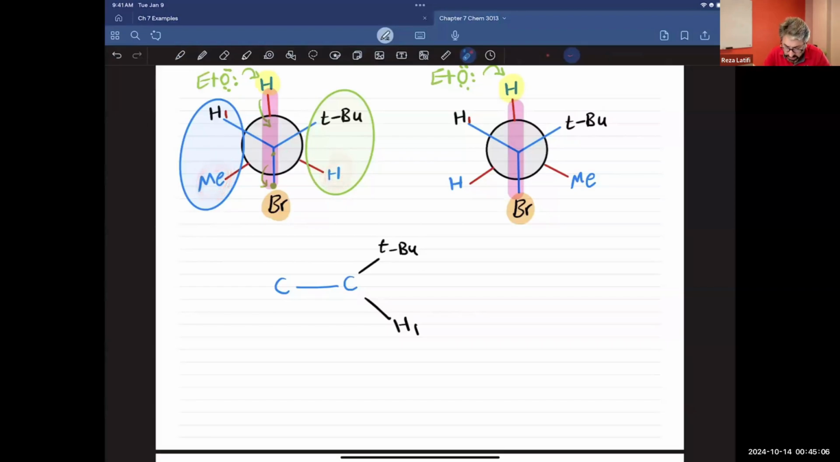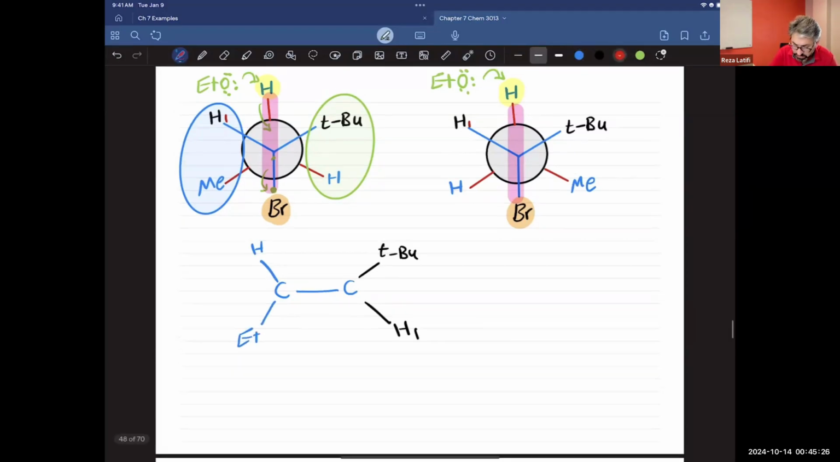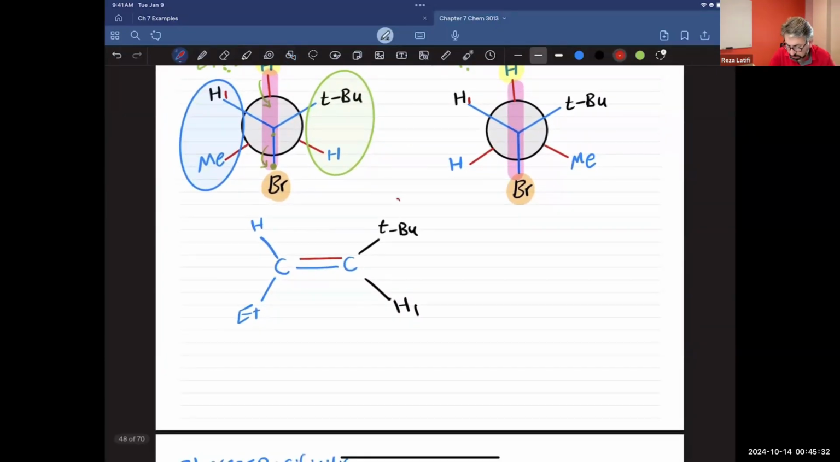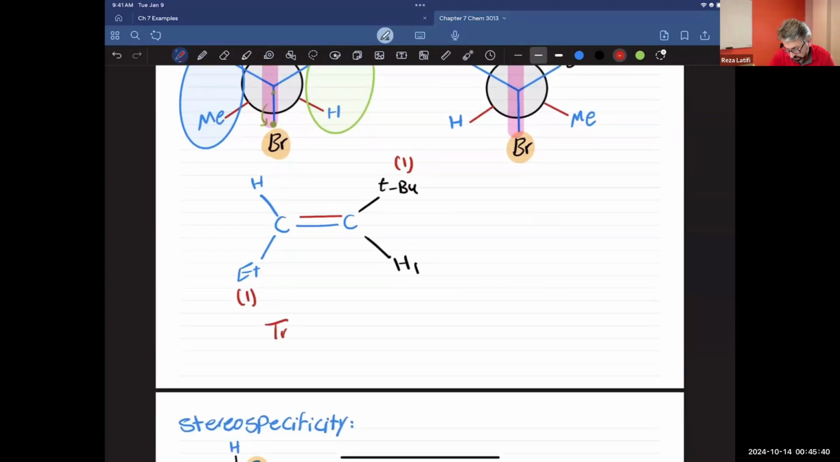Remember we said this hydrogen is on the same side as the tertiary butyl. Where is the tertiary butyl? Put hydrogen on the same side. So I'm going to put hydrogen here, and then methyl will be there. Now of course we have a double bond, so let's put the double bond there. This is going to be the first priority, and that one will be the first priority here. Or you can say this one technically is a trans.